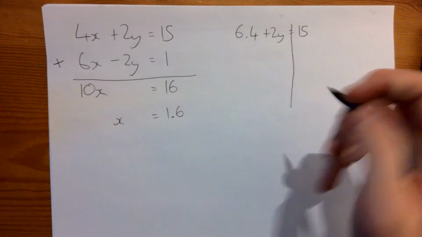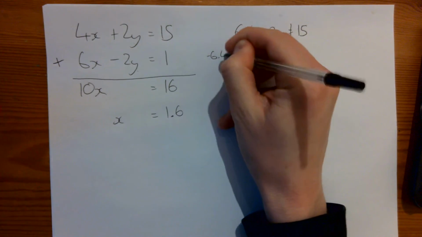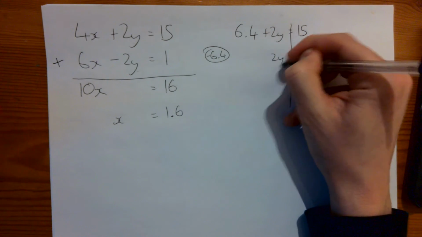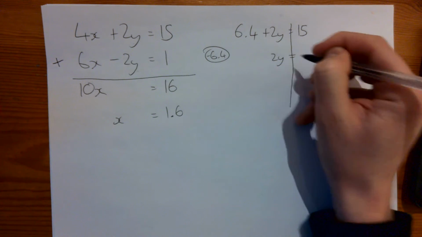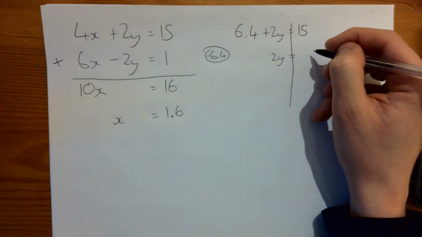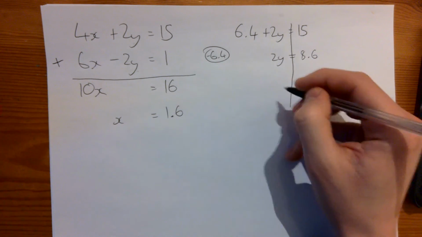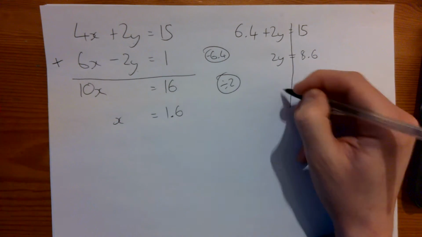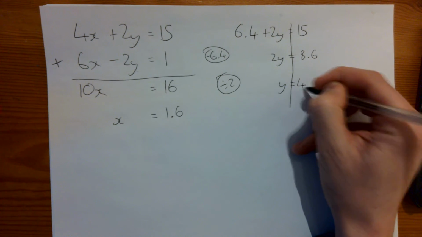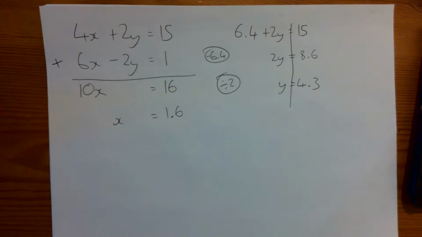Again, fairly nice equation to solve. Minus off the 6.4 gives me that 2y equals, let's do 15 minus 6 is 9, so minus the 0.4 is 8.6. And divide by 2 gives me that y must be 4.3.